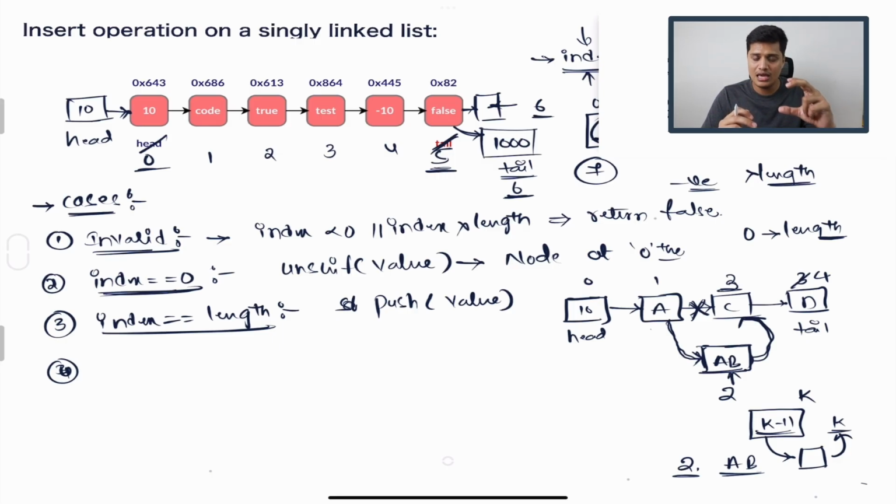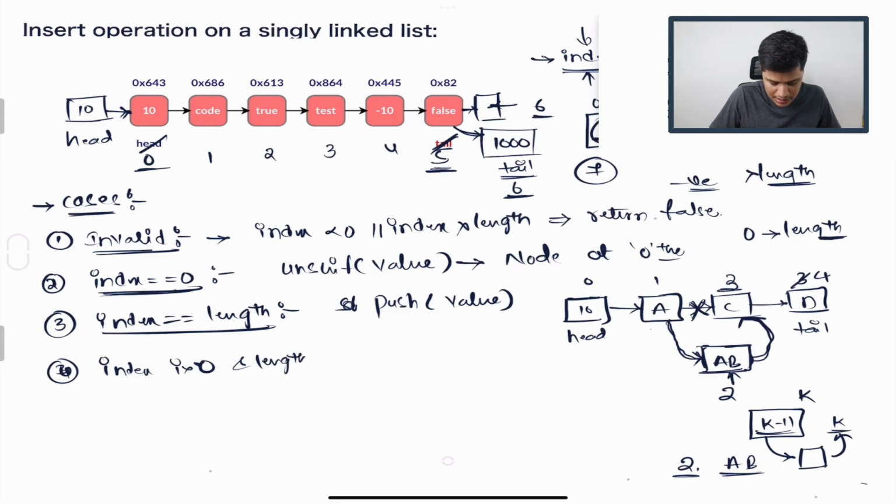Once we get that k minus 1th node, we will have the kth node also by simply doing dot next of k minus 1th node, and we will have a newly created node, and we can simply adjust the next pointers very easily. So that is the algorithm that you can use when the index that is given by the user is anywhere after index 0 and before the length of the linked list minus 1. Otherwise, the index is greater than 0 and less than the length of the linked list.